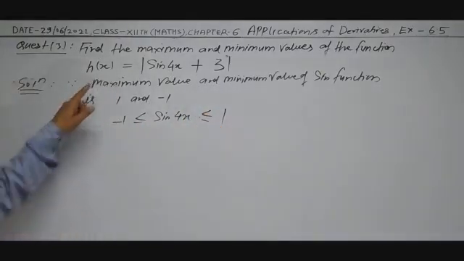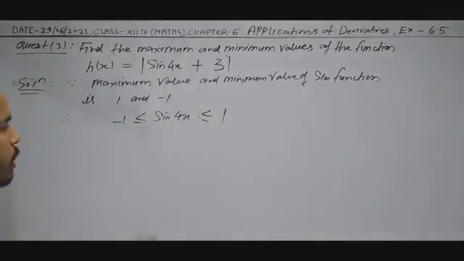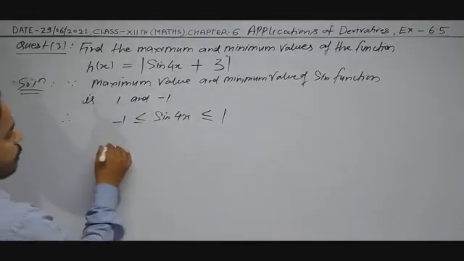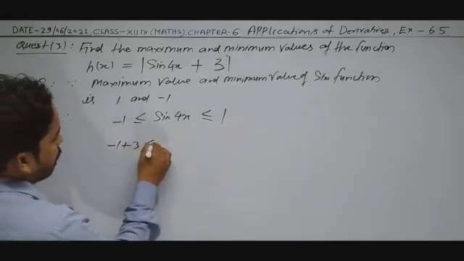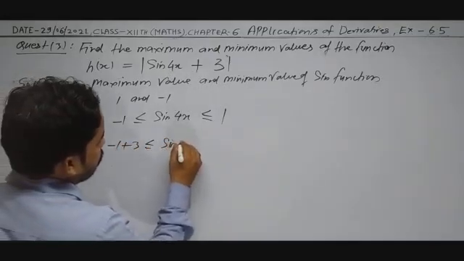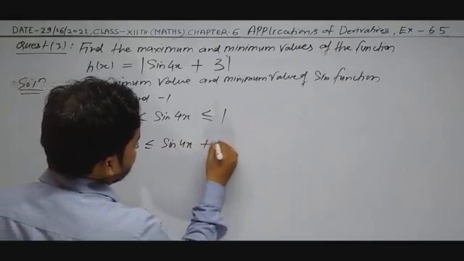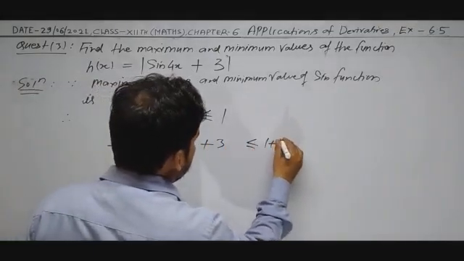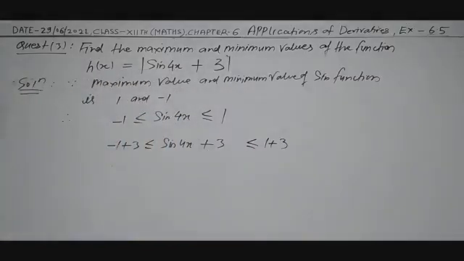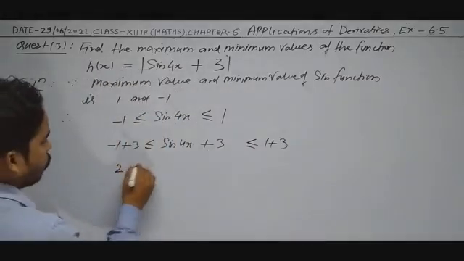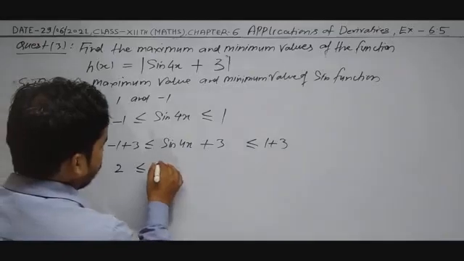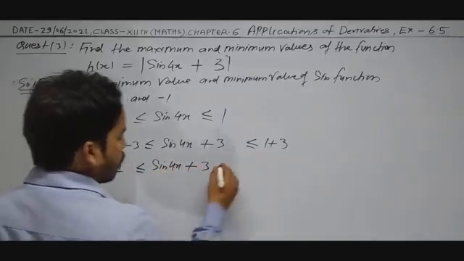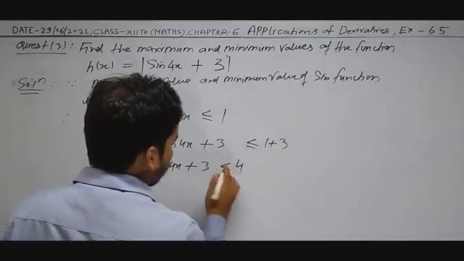So now we have to make sin 4x + 3. So add 3 in this inequality. So minus 1 plus 3 is less than or equal to sin 4x + 3, which is less than or equal to 1 plus 3. And this result you will get: 2 is less than or equal to sin 4x + 3 is less than or equal to 4.